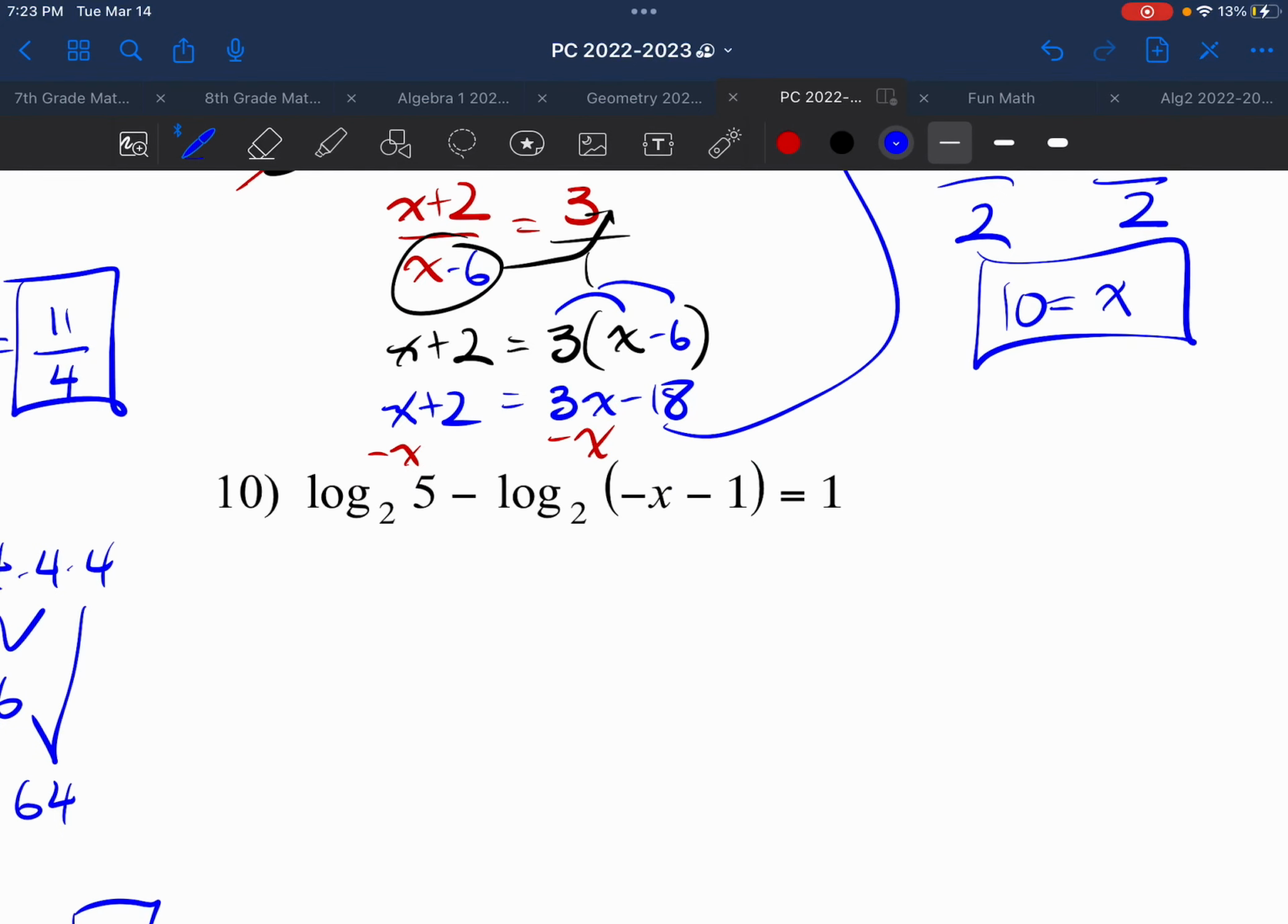All right, last one, number 10. Same thing as before. Combine them into one logarithm. Log base 2 of 5, and then that's going to be divided by negative x minus 1. I don't like writing them on the side like that because you can't tell where the fraction actually ends. So I'm going to say 5 over negative x minus 1 like that. There we go. That's going to be equal to 1.